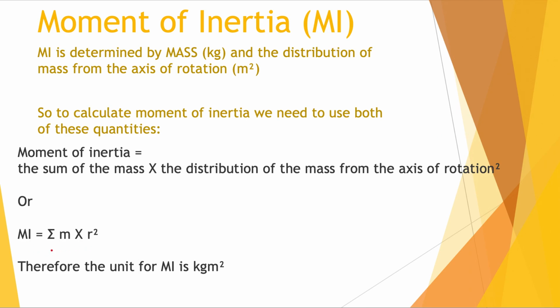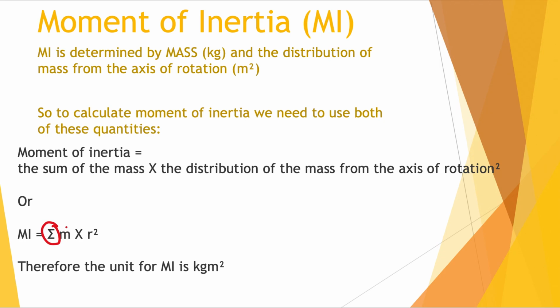It can be written like this. Moment of inertia, MI, short for moment of inertia. This simple symbol means the sum of, and then we've got the mass times the distribution of mass from the axis of rotation, r squared. And therefore, when we put the quantities together, we get this unit, kilogram meters squared.